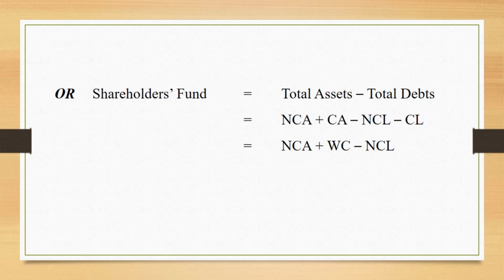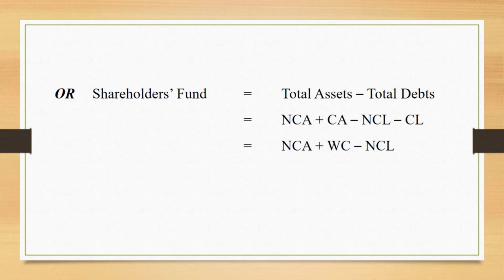It can be total assets minus total debts. Now what is total assets? Total assets, we all know, is non-current assets plus current assets, and total debts is non-current liabilities and current liabilities. So the first formula is total assets minus total debts. In the second formula you can see that total assets is equal to non-current assets plus current assets, minus non-current liabilities and current liabilities.